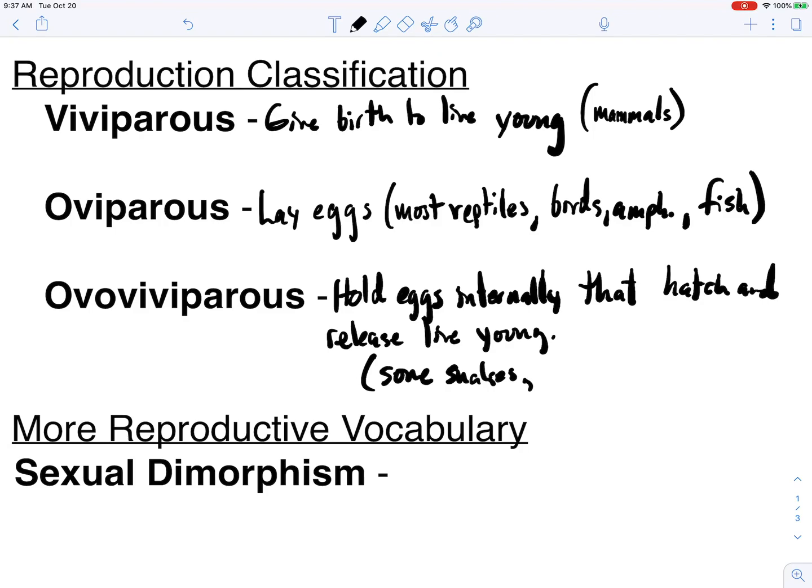Or they're appearing to give birth to live young, even though they're truly ovoviviparous. They're holding eggs internally that then hatch. And there's some sharks that do this too. And sharks are just absolutely metal.